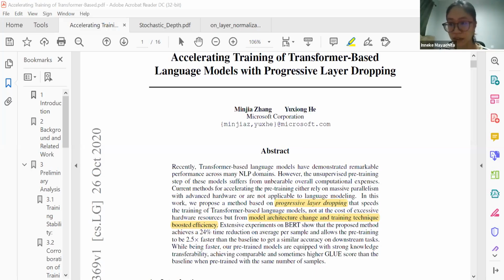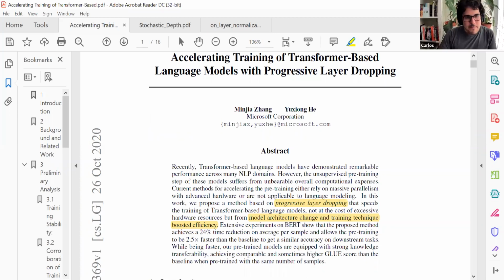Okay, hello everyone. So I'm going to share my screen. Okay. Can you see my screen? Yep. Okay, it's this one. All right.